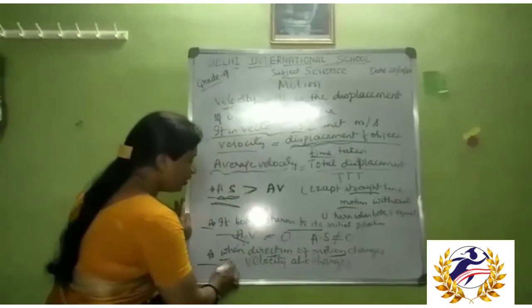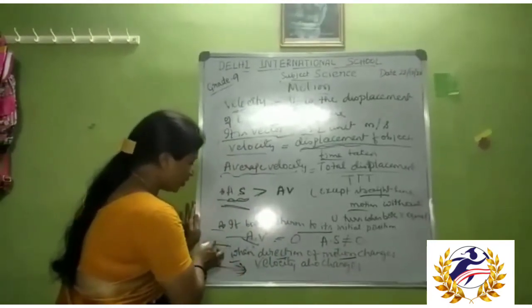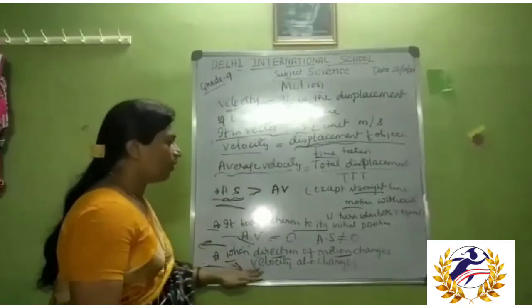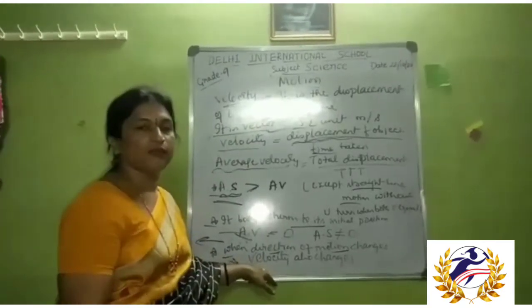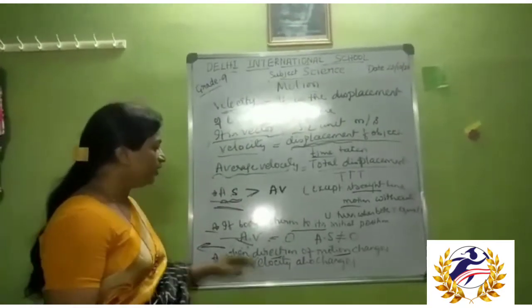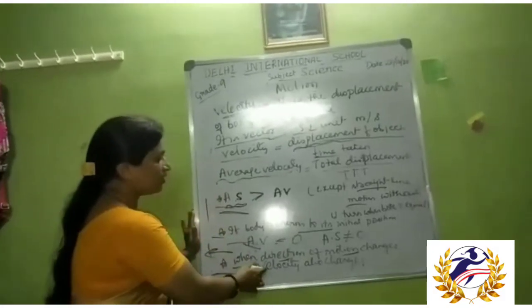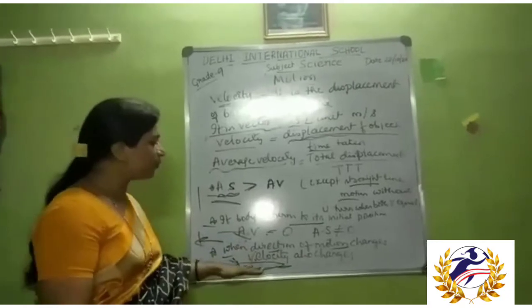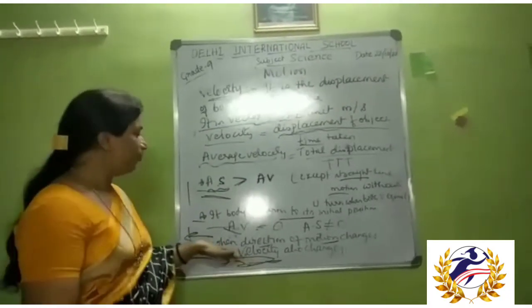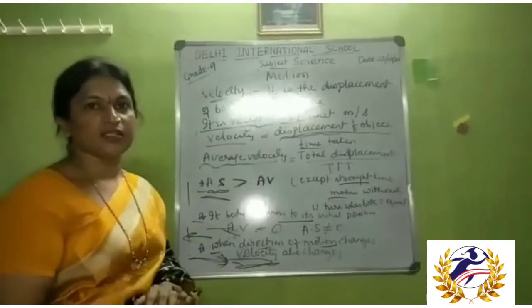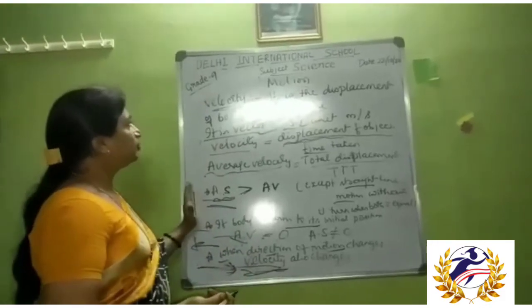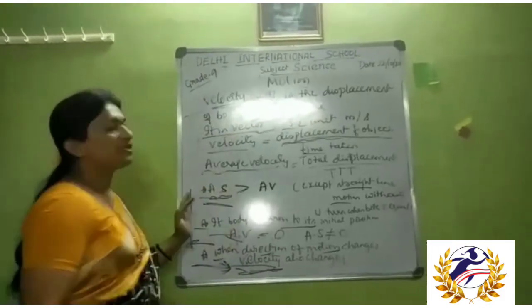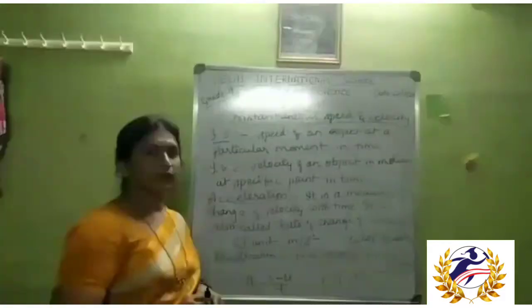When the object is going in this direction and the direction of the motion changes, the velocity also changes, because it is related to both magnitude and direction. Speed doesn't change, but velocity changes when the direction of the motion changes. So these are the points you should remember about velocity and speed.